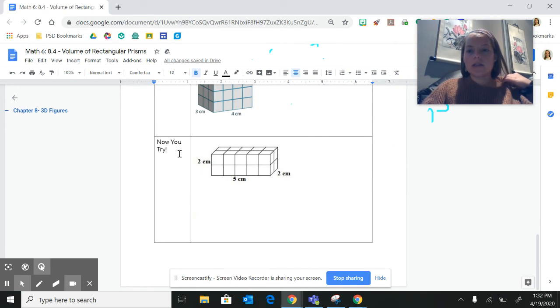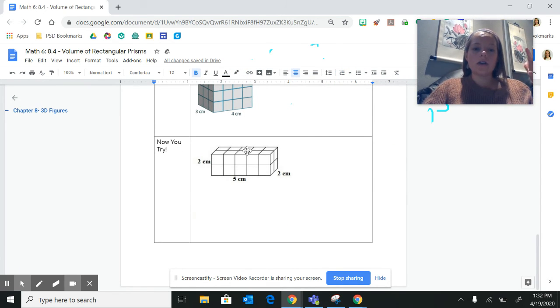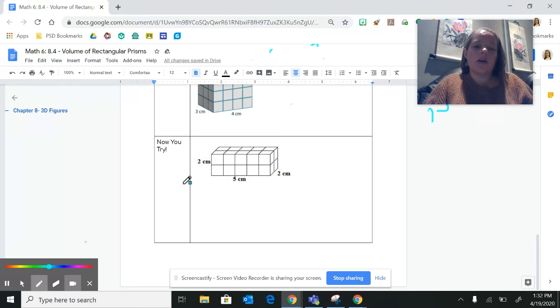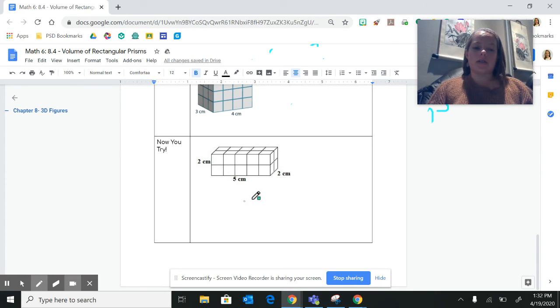Okay, now here is the part where you are going to try on your own. I want you to pause this video and see, maybe using 2 different strategies, if you can find the volume of this rectangular prism. Go ahead, pause it. No, really, pause it. Okay, so now that you've paused this and done it on your own, we'll check our answers together.